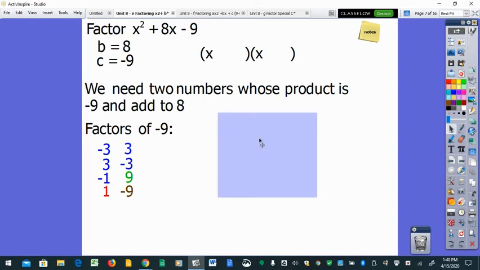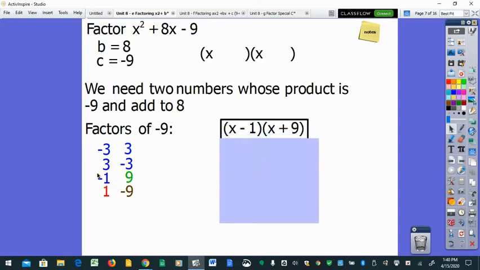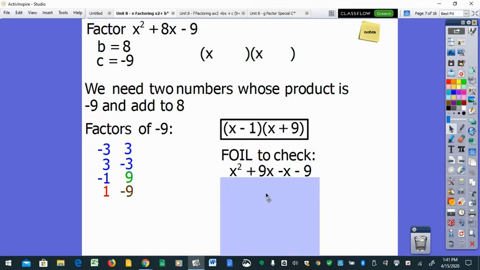So I am thinking that my two linear binomials, one of them will have x minus 1 and the other one will have x plus 9. So I'm going to FOIL that to check. x times x gives me x squared. Now out here I've got a +9 times an x, so I have a +9x. And on the inner I've got a -1x. And a +9 take away 1 will give me 8x in the center. And a -1 times 9 gives me -9. And so sure enough, I got back what I started. So this is the factorization of that.